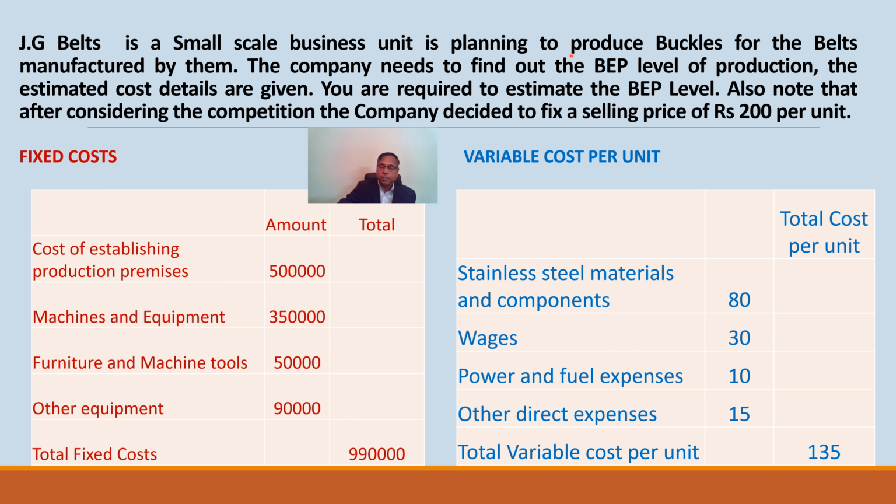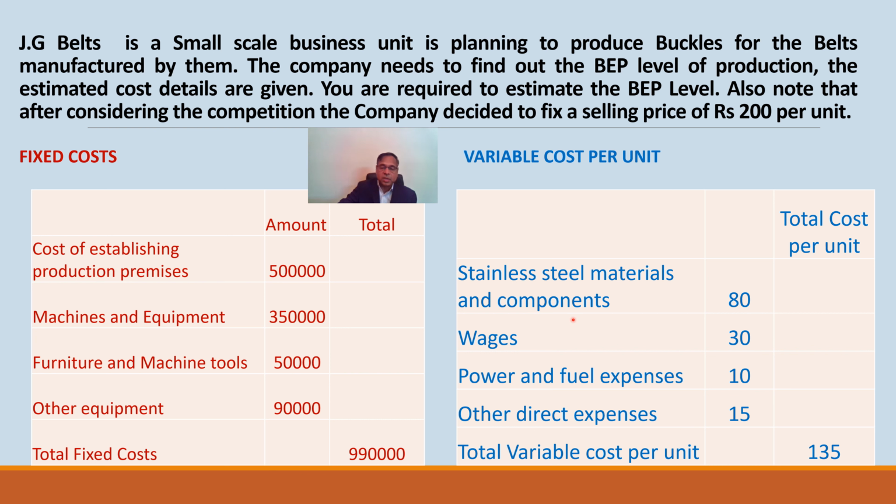So from this, important point to note down is the selling price unit, that is 200 per unit. So the fixed cost is given here and variable cost per unit is given here. The fixed cost in the sense whether the production is low or high, the fixed cost will be the same. So there are cost of establishing production premises, machines and equipments, furnitures and machine tools and other equipments. So these are all the various types of fixed cost, and the total fixed cost is 990,000.